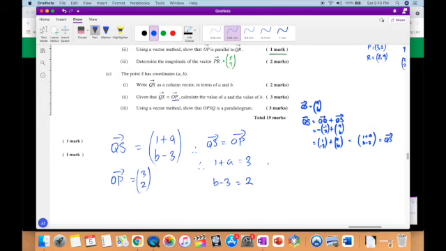Right? So therefore, we can see A is, you flip across the 1, 3 minus 1 is 2. And then B, you flip across the negative 3, so 2 plus 3 is 5. So A is 2, B is 5.